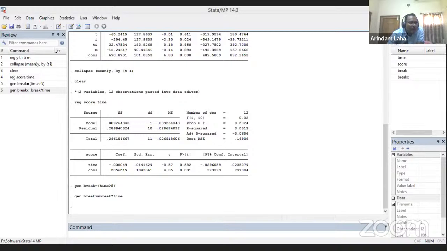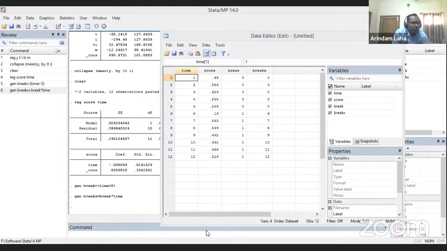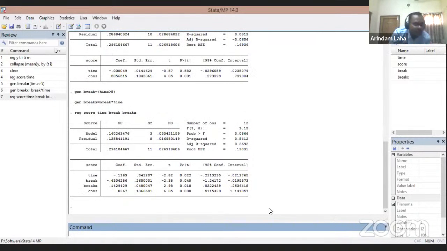Now you have two new columns. Please note, you had only time; now you have break and break x. Now you write down your regression. You have to consider all of your independent variables. Score is there, time is there, now you have break, and break x, two additional. This is the regression. So you have included two other variables.